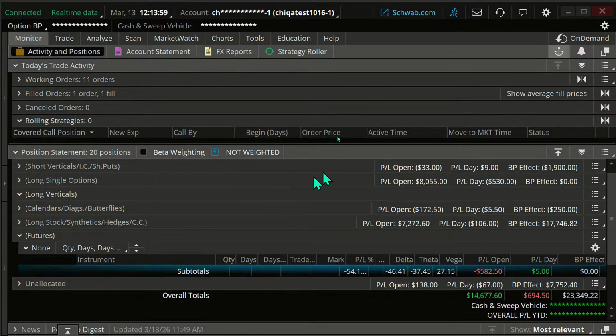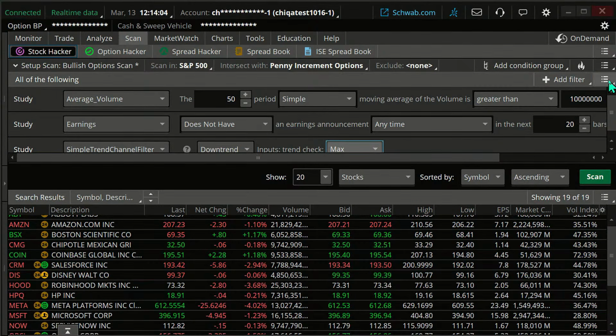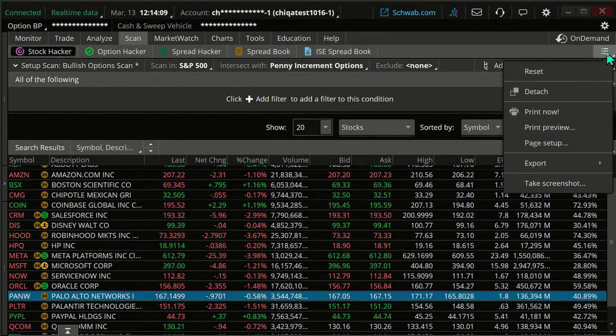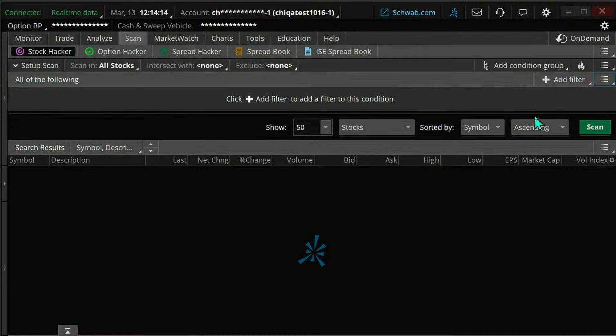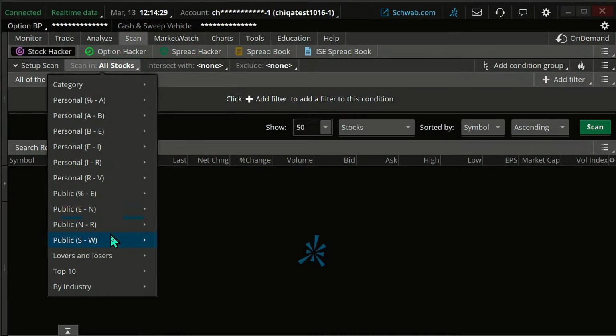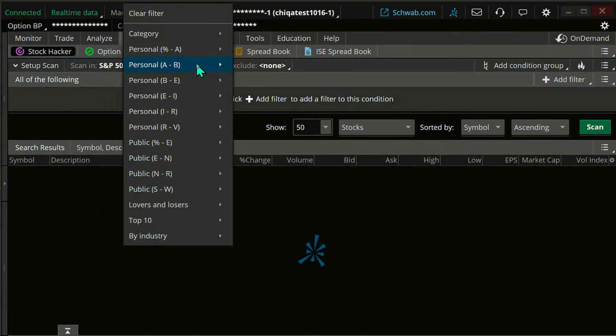Now, where did I come up with Trade Desk? I'll show you how I came up with Trade Desk. I did a scan. Let me reset this scan. Yes, we're going to remove all filters. And remember, if you take a few minutes to create a scan and save it, then you don't have to deal with it in the future. But I'm going to start with S&P 500 stocks. And I'm just going to say I want penny increment options.